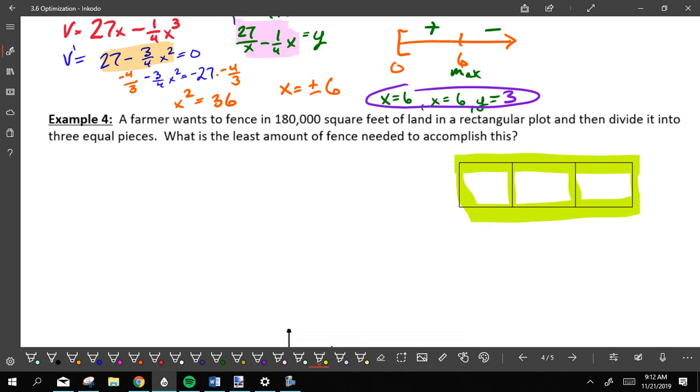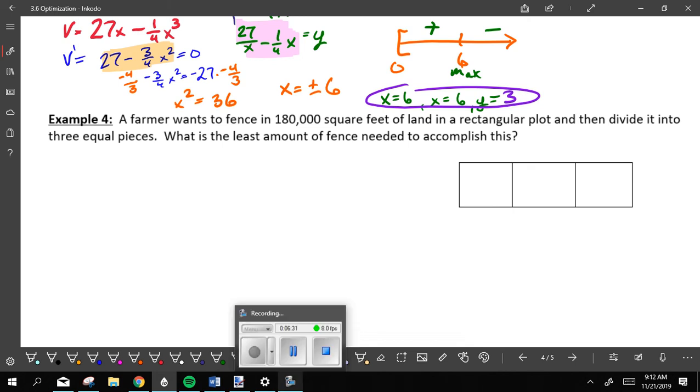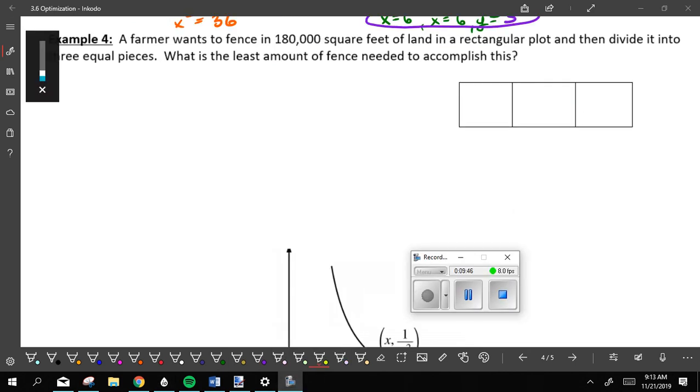Talk with your neighbor. See if you can write the equation that you're trying to maximize or minimize, and try to write the equation of what other information is given. Let's see. We want to fence in 180,000 square feet, rectangular plot, divided in 3 pieces. Least amount of fence needed to accomplish this. As we read it, we're thinking, hey, this is an optimization question. What about this problem tells you it's optimization? I'm trying to find the least amount of fence. I'm trying to maximize or minimize something.